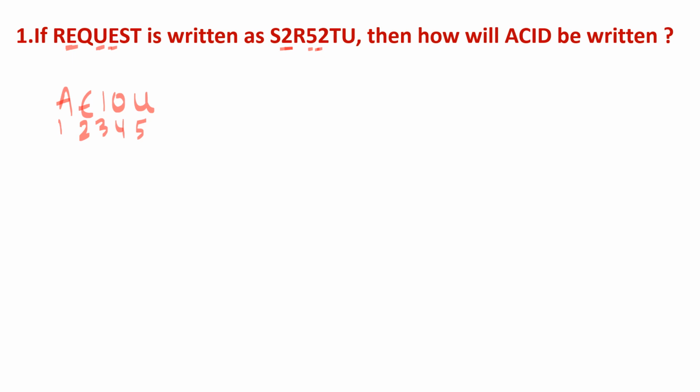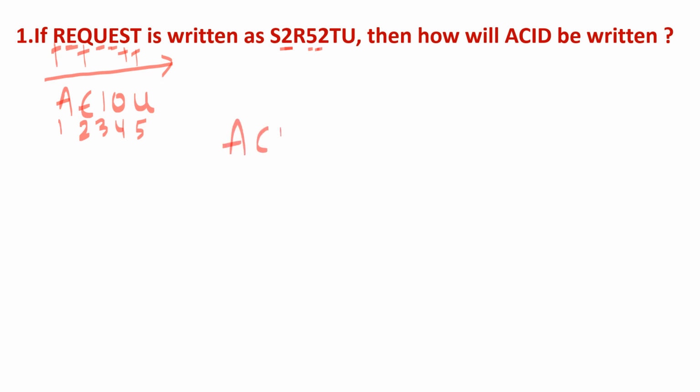So what about these letters? R is coded as S here, R plus 1 is S. Next Q plus 1 is R. S, T. Next letter, T is coded as U. So the code is going from left to right. Let us check how we can code ACID.